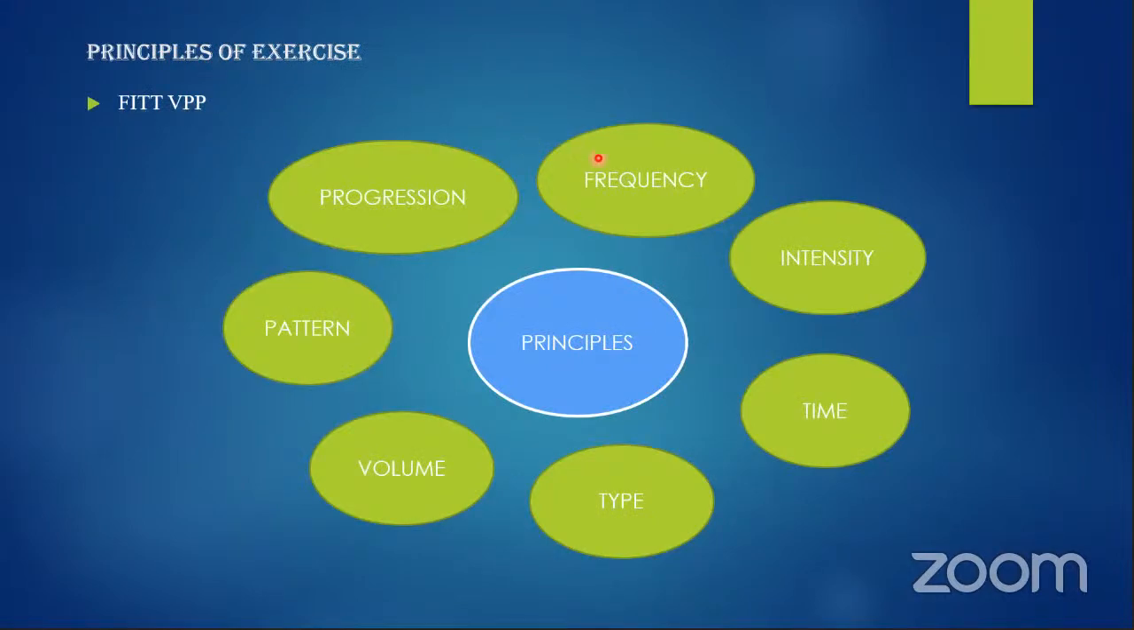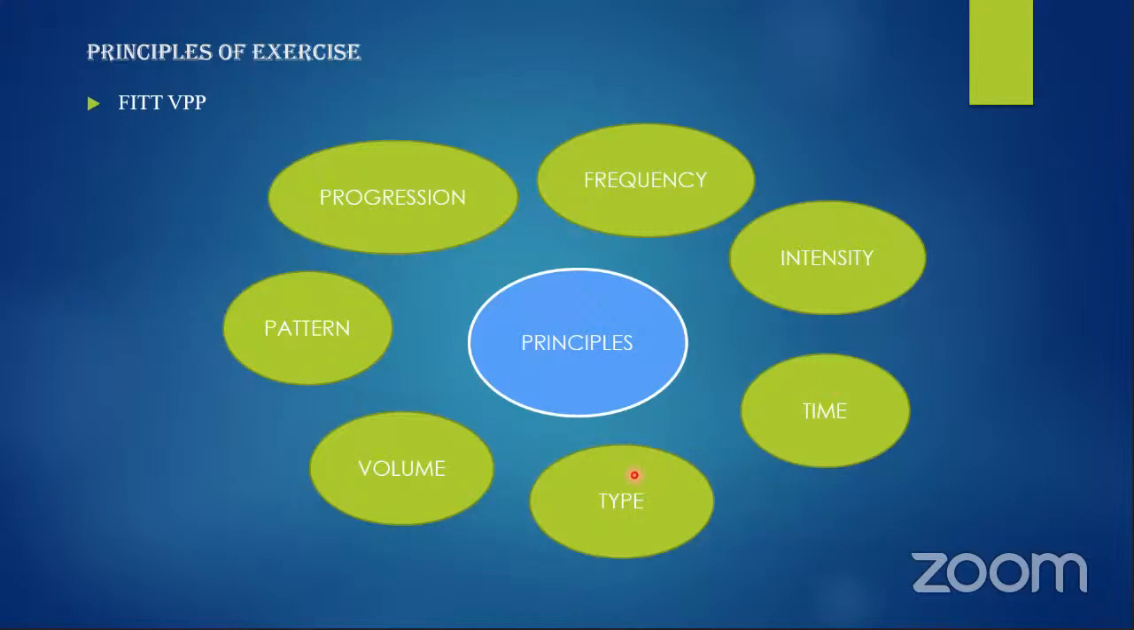The first one is frequency. So frequency describes how many days of a week you are performing an exercise. That is about frequency. Next comes the intensity. The intensity is how intense your exercise session is. So intensity can be described in terms of heart rate reserve, VO2 reserve, heart rate, VO2, that is metabolic equivalent, and even 1RM. We are going to discuss much about intensity in the upcoming slides.